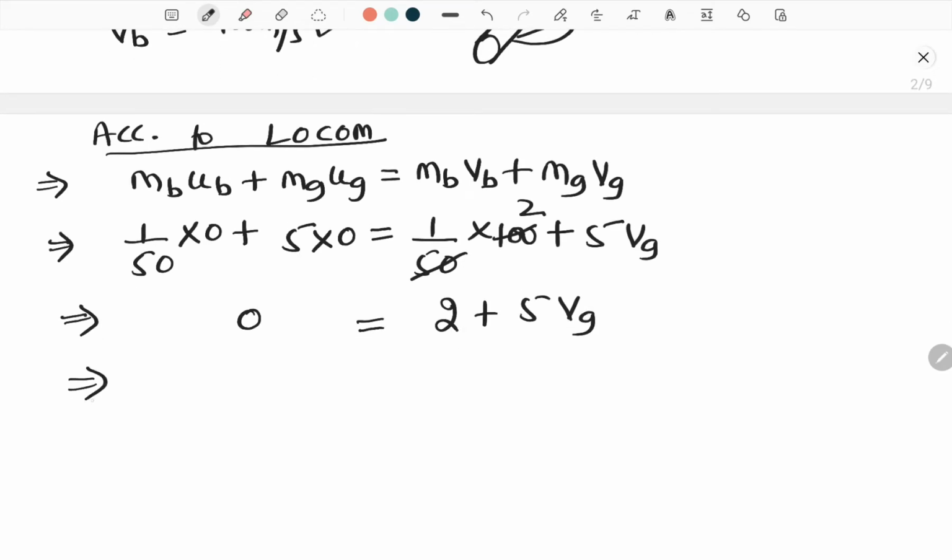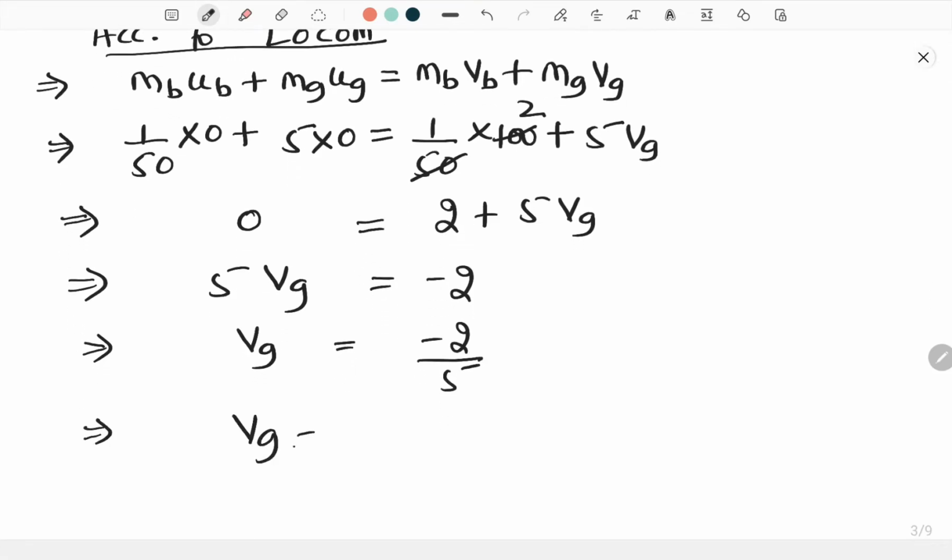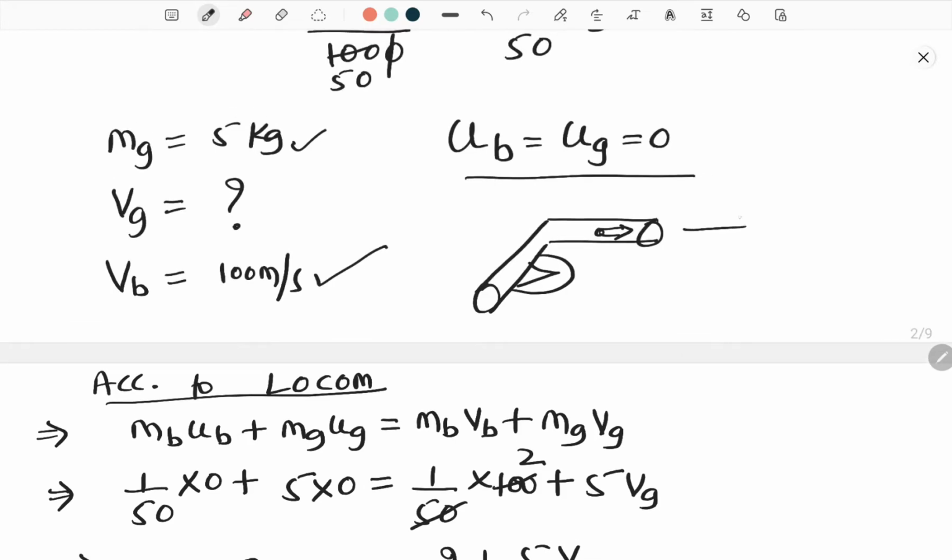Let 5 Vg be there only, and let us bring this 2 to this side. So it becomes minus 2. So Vg is equal to minus 2 divided by 5. So Vg is equal to minus 0.4 meter per second. Why is it minus? Because the bullet is going forward, that's why Vb is positive, and the gun is coming backward, that's why Vg is negative.